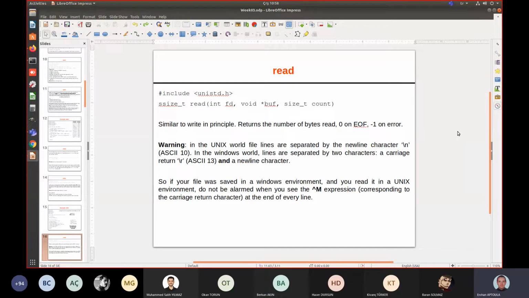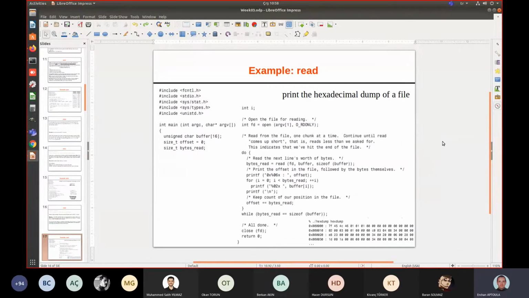So be careful when you transfer files back and forth between Windows and POSIX systems, because if you create a file in Windows and you open it in a Linux or POSIX environment, you will see that every row contains an additional, unwanted character at the end of each line. So be careful with this. It's a common bug.